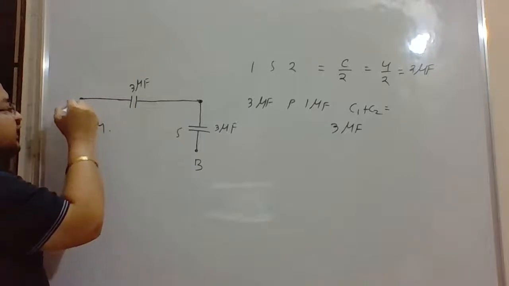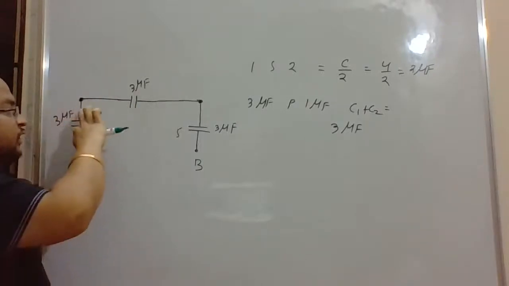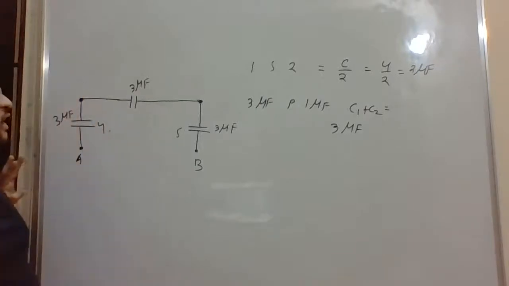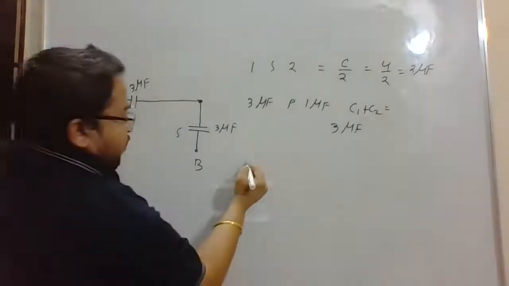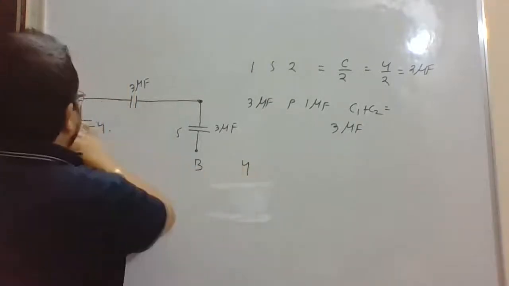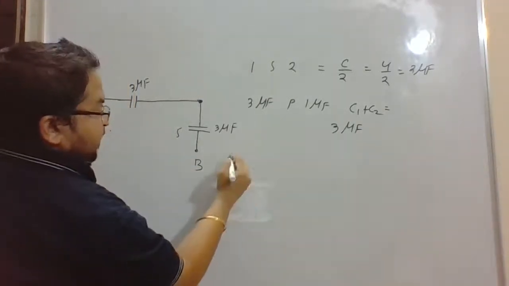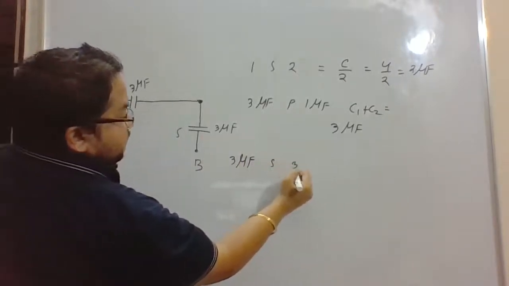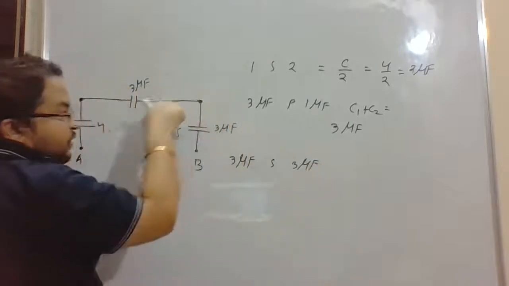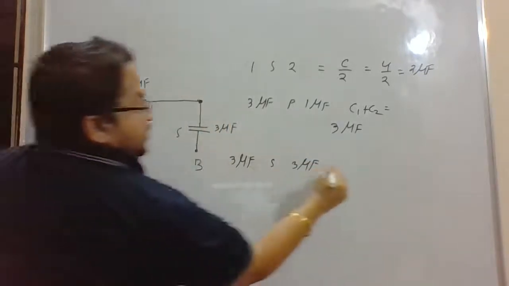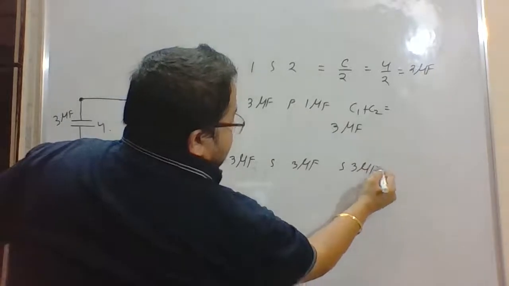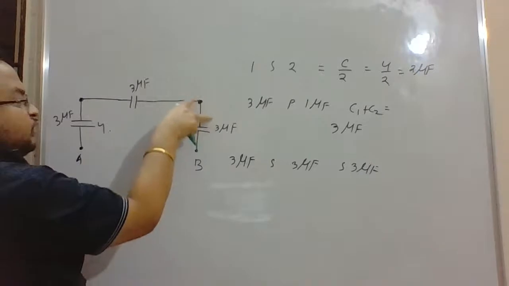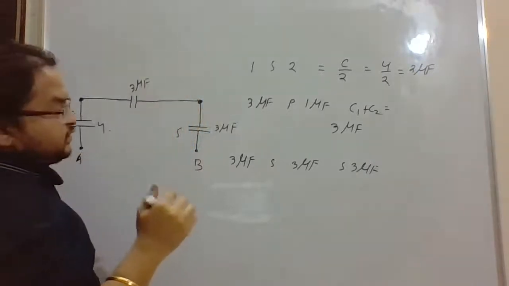Now 4 and this 3 microfarad, obviously they are in series because this is the junction point, and at the junction point, there are two and only two capacitors. There's no third disturbing element. So obviously, this 3 microfarad capacitor is in series with the other 3 microfarad. And if you see, this one is also in series with 3 microfarad. Again, the reason is the same. This is the junction point. At the junction point, there are two and only two elements. There is no third disturbing element.